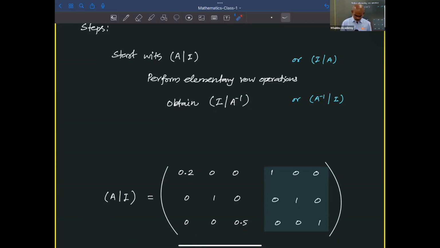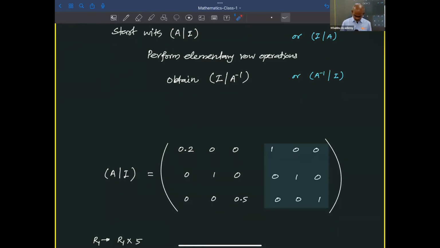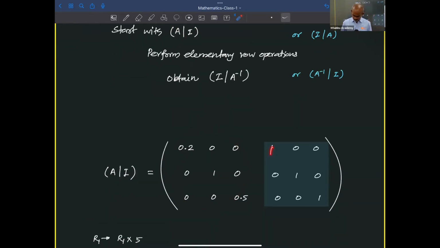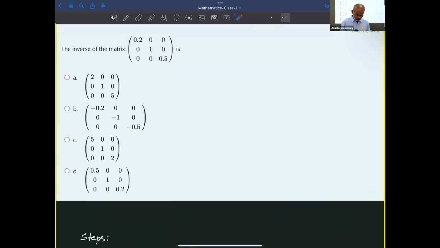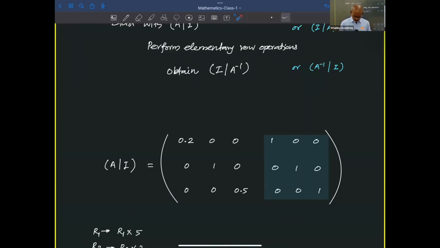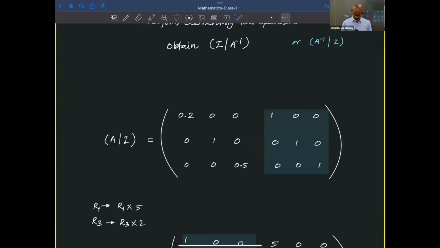So you take the given matrix A and have the corresponding size identity matrix next to it, and do these elementary operations. By that way, you try to convert your matrix to an identity matrix. Whatever the matrix you are having, you try to convert that to an identity matrix, and you already have an identity matrix to start with. Now that will actually become the inverse matrix.